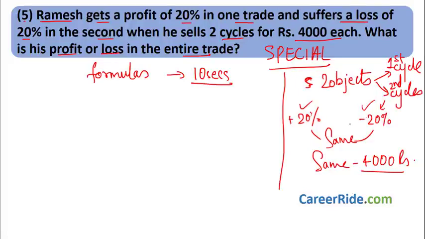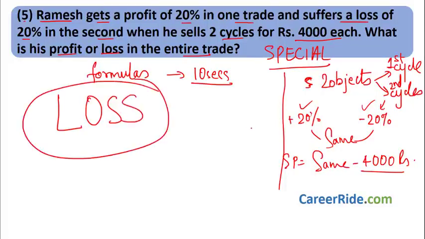When such is the case where the selling price is the same, where the profit and loss percent is the same, what you should do? Always remember, the person will always suffer a loss. He or she will never get profit. Whenever the person does two trades, any two trades, and in the first trade he gets a profit of some percentage, and the same percentage loss the person gets in the second trade, and the selling price for both the objects is the same, then the person will always suffer a loss.